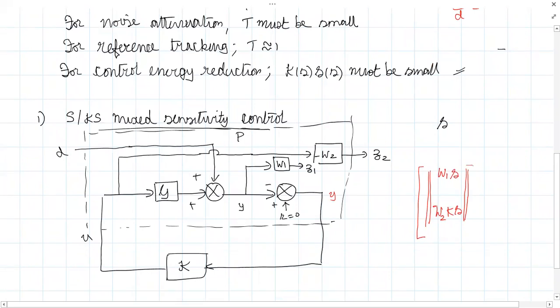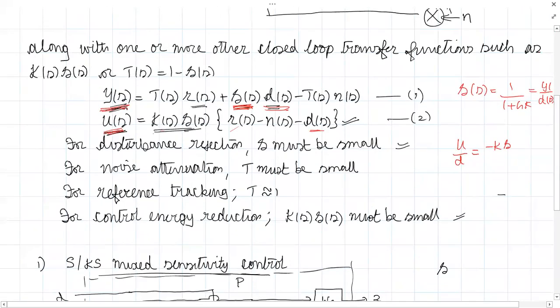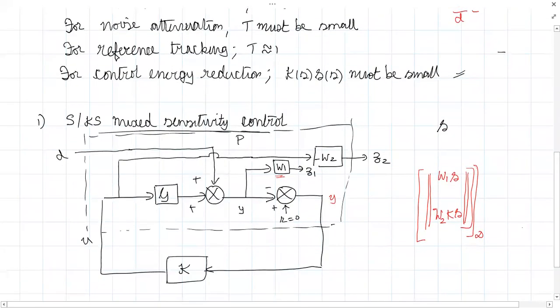Okay, so this infinity norm needs to be minimized. That is what is called S/KS mixed sensitivity control. What are we doing here? What are W1 and W2? They are weighting matrices. W1 is the weightage given for the sensitivity function. Minus W2 is the weightage given for the K into S product. Because you see what is K into S? It is nothing but minus U by D. So that negative sign is taken inside W2. That is how you are getting minus W2 here.